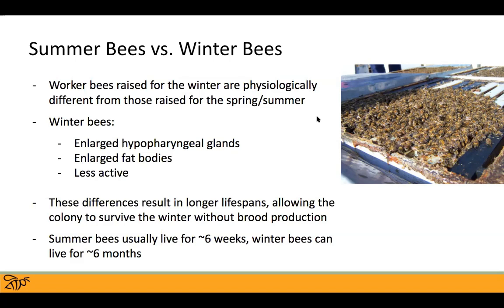So they do work over the winter. Mostly they maintain the hive temperature, but it's less taxing on them than brood production, which isn't happening over the winter. So these differences result in longer lifespans for the winter bees. So summer bees usually live for around 6 weeks. They work really hard and they don't live that long. And then winter bees, because of these differences, can live for up to 6 months, which is a huge difference, of course. So these differences are really important because they allow the colony to survive the winter without any brood production.